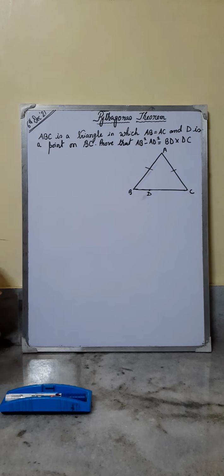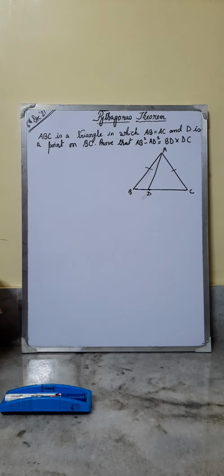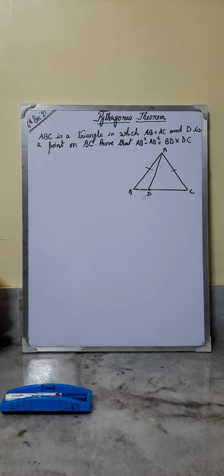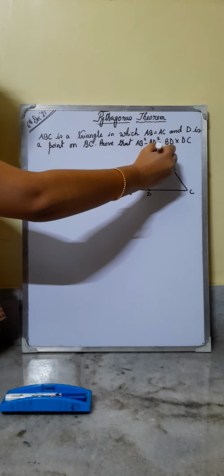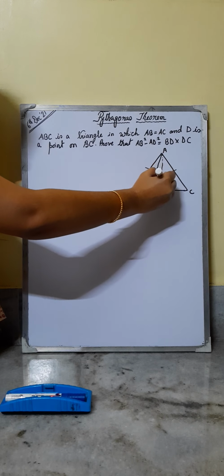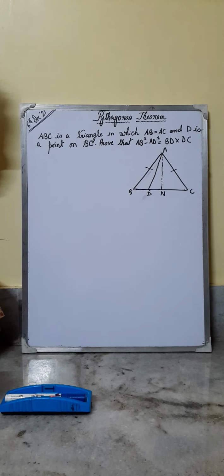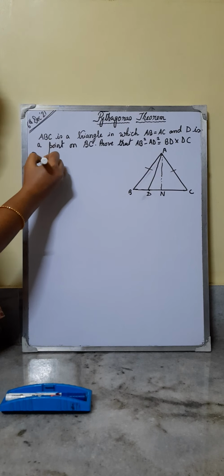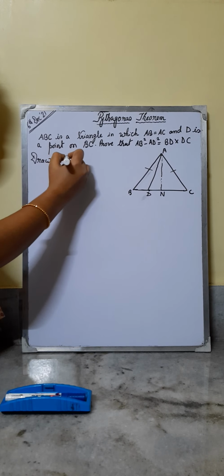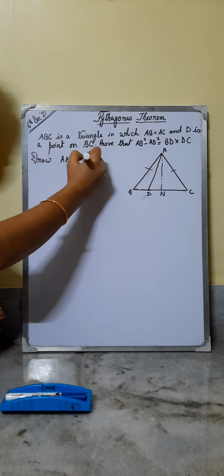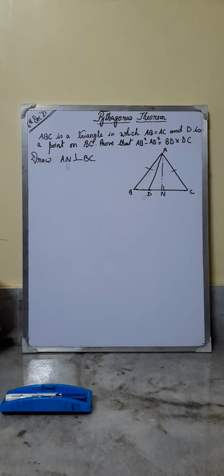So that means you have to join these 2 points. For this, first we have to draw a perpendicular from A on BC, that is AN perpendicular on BC. So it means it is a 90-degree angle, and both sides are 90 degrees.